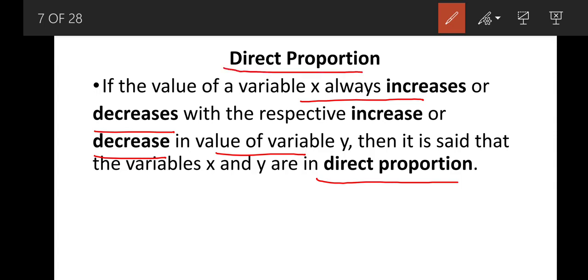Direct proportion, as the name indicates, means the quantities are directly related to one another. If one is increasing, the other quantity will also increase. Like I gave you the example, more articles, more cost. If I need to buy more articles, I need to pay more. If I need to buy fewer articles, I need to pay less.